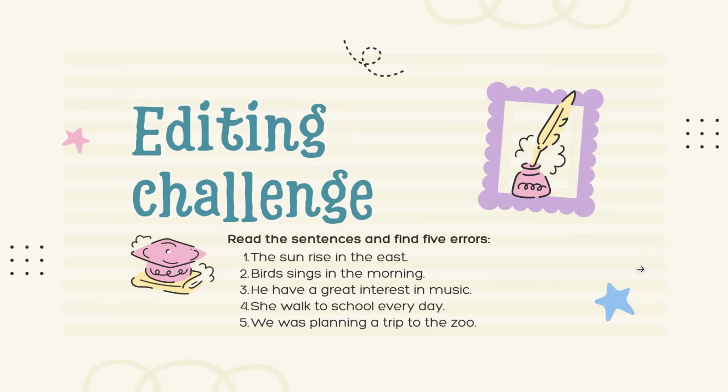"The sun rise in the east": subject verb agreement. "The sun rises in the east." "Birds sings in the morning": again subject verb agreement. "Birds sing in the morning." "He have a great interest in music." "He has a great interest in music." That's the correct form. "She walk to school every day": again, "She walks to school every day." "We was planning a trip to the zoo." "We were planning a trip to the zoo."